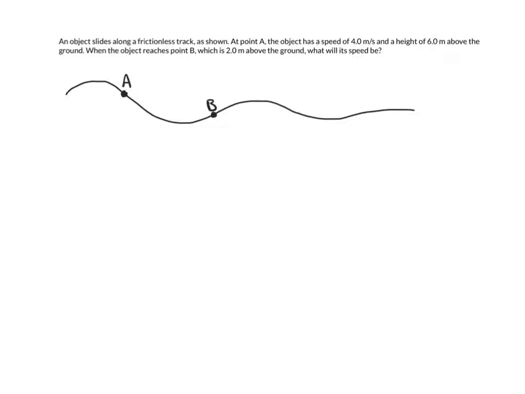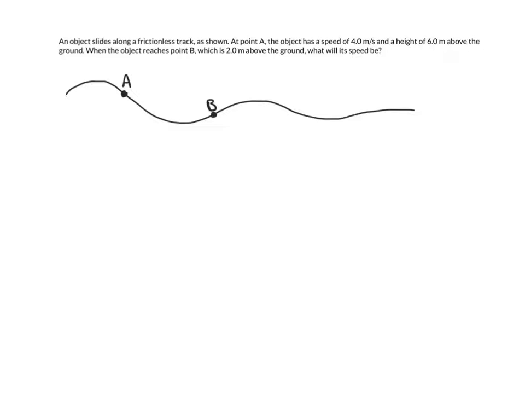It says we have an object sliding along a frictionless track as shown. At point A, the object has a speed of 4.0 meters per second and a height of 6.0 meters above the ground. When the object reaches point B, which is 2.0 meters above the ground, what will its speed be?